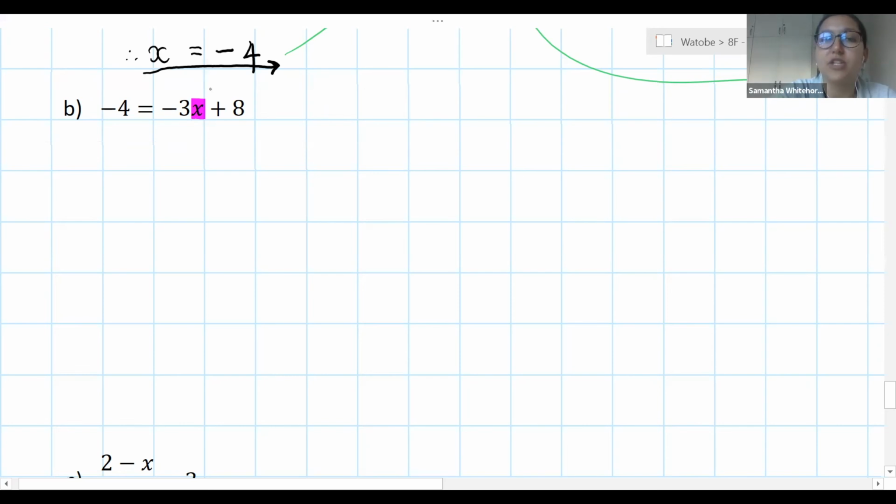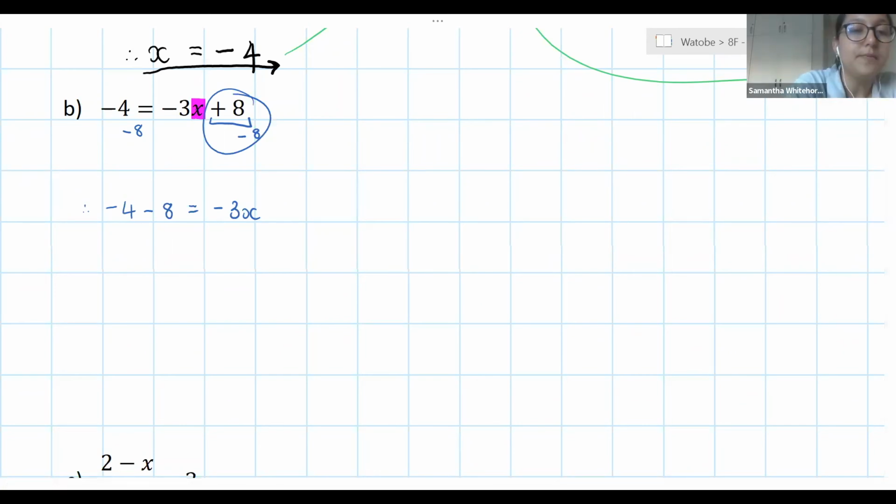But let's start with if I just leave the x where it is. What that would mean is I need to deal with this plus 8. And in order to get rid of plus 8, I need to subtract 8 on both sides. And so what I end up with is a negative 4 minus 8 is then equal to a negative 3x. The positive 8 minus 8 makes 0. So that's gone. And I've subtracted 8 on the left. Now negative 4 minus 8 is a negative 12 is equal to negative 3x.